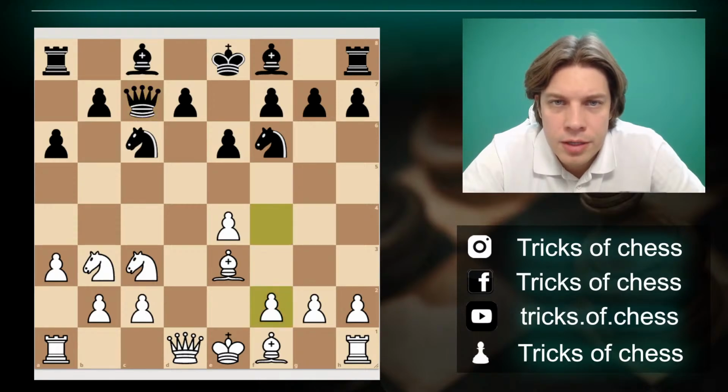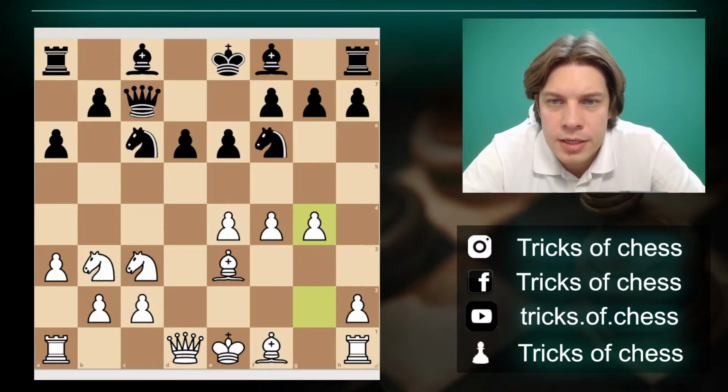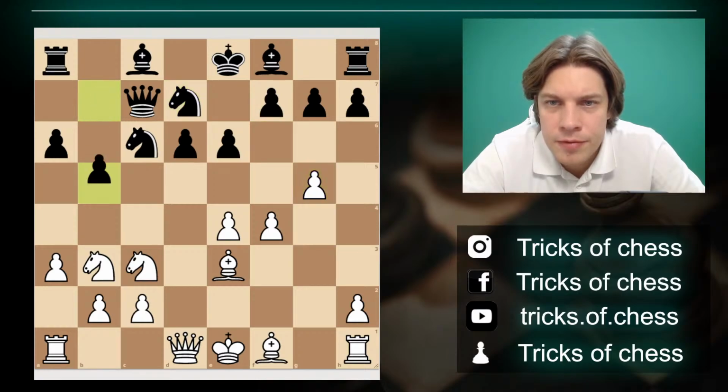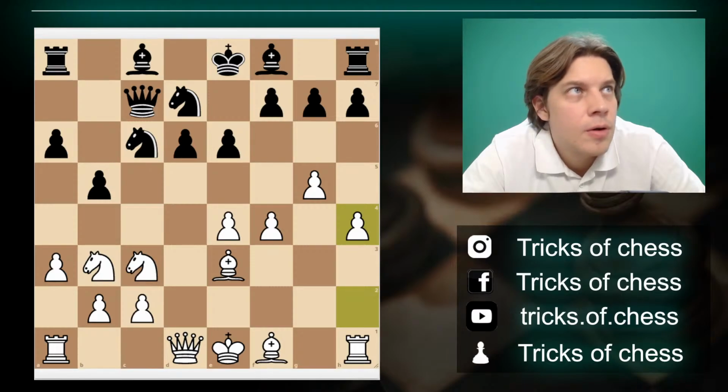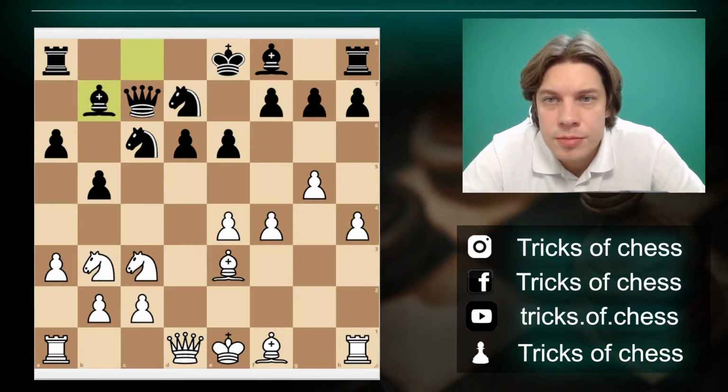I played f4, they played d6, and I played g4. And my opponent played knight d7. If I'm not missing anything. And I continued with g5. They played b5. And I reacted with h4. So bishop b7. No, my position was actually better, and I was almost winning, but the game ended in a draw. So bishop e7 was played.